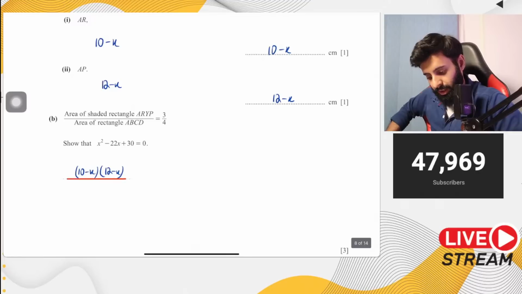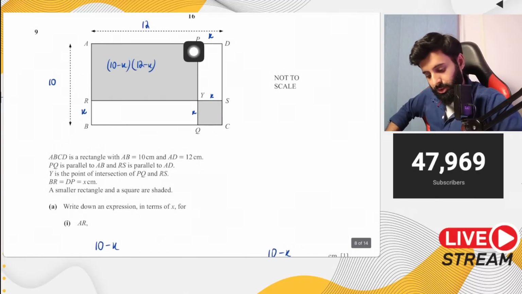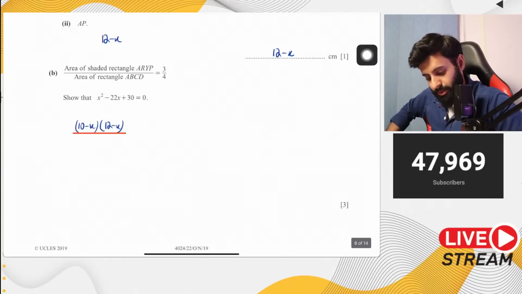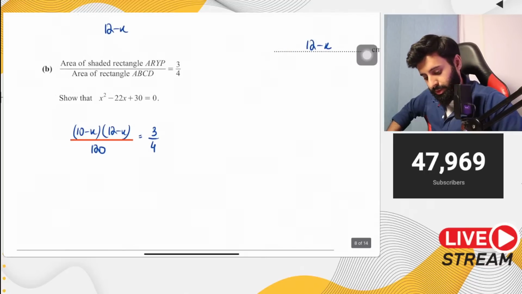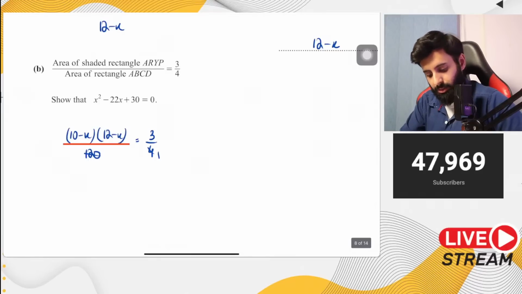Now, area of rectangle ABCD, we can work out the actual value because we have the actual lengths. So, AB is 10 and AD is 12. So, that means we can divide this by 120, which is equal to 3 upon 4. Okay. Now, we can cross multiply. So, 4 ones are 4. Let's see what is 120 divided by 4. That's equal to 30. Now, you cross multiply.